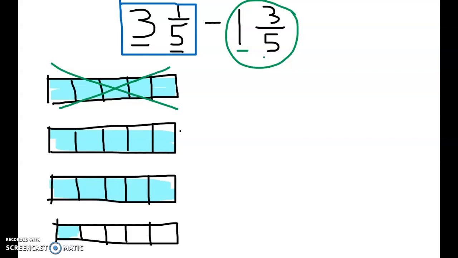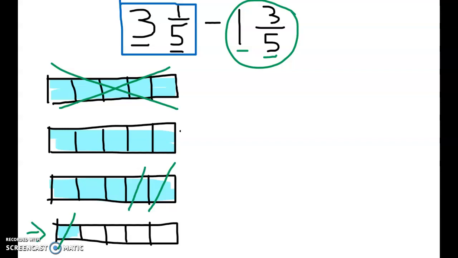Then I'm going to cross off 3/5. Now that I'm looking at 3/5, I'm looking at my pieces, my fifths, not my wholes. So I'm going to start here because this one isn't completely shaded in, and I'm going to take away 3/5 or 3 of my pieces. Remember, you're only taking away pieces that are shaded in because that's what we have. So I'm going to take away 1/5, 2/5, 3/5.